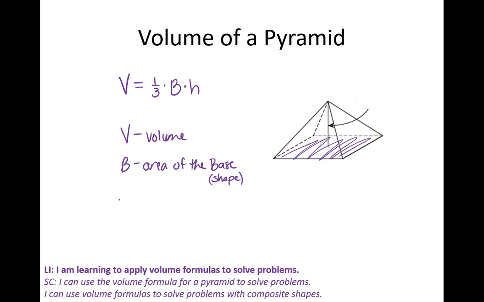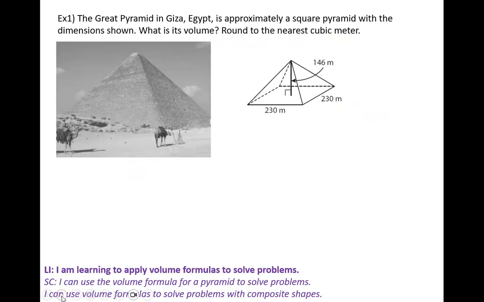Then we have the last thing, which is H, the height of the pyramid. We do want to be careful as well. The height of the pyramid is measured from the tippy top point down to the center of the base. So straight down the middle, that is the height. So that's our H. All right, let's go forward.